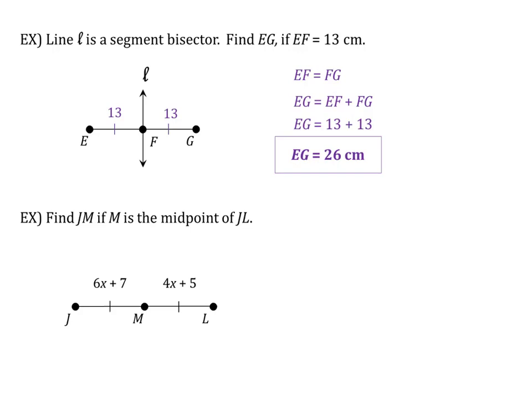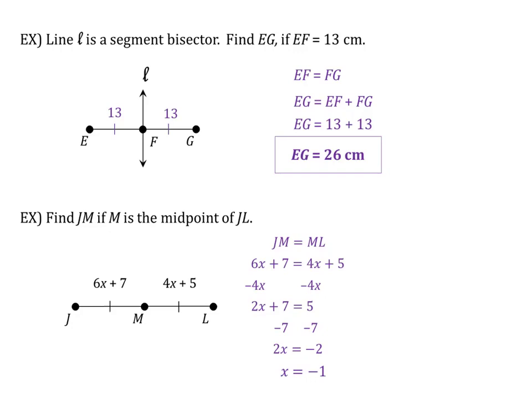Let's look at the next one. Find JM if M is the midpoint of JL. We know that the midpoint is in the middle of the segment, so it divides it into two equal pieces. So that means that JM is equal to ML. So I can just take their equations, 6x plus 7 and 4x plus 5, and set them equal to each other. Now all I need to do is solve. So first I'm going to subtract 4 from both sides, so that leaves me with 2x plus 7 equals 5. And then I'm going to subtract 7 from both sides, so I have 2x equals negative 2. And then when I divide by 2, x is equal to negative 1.